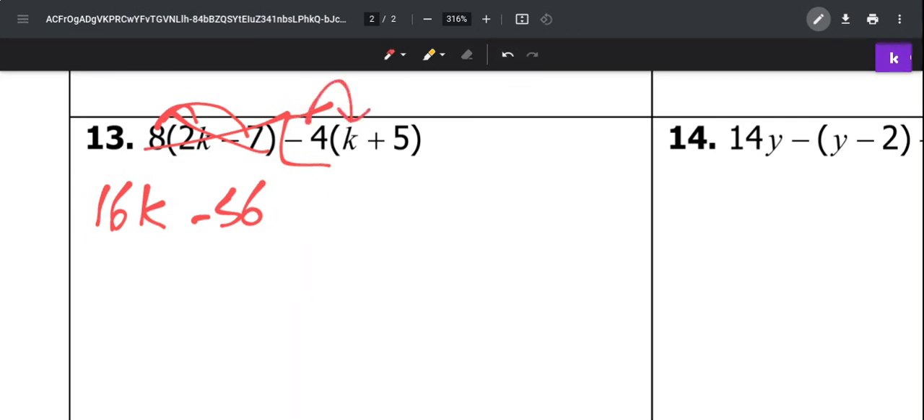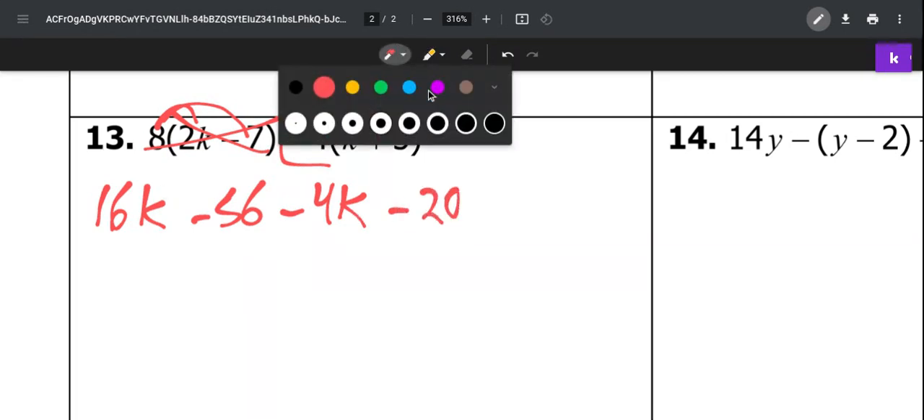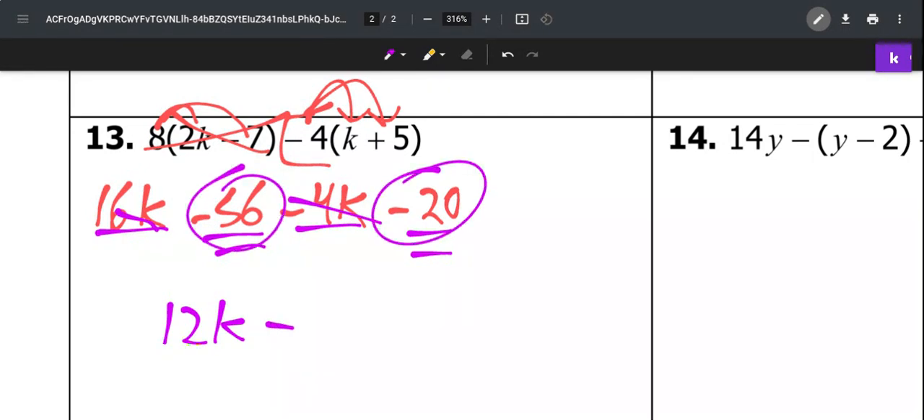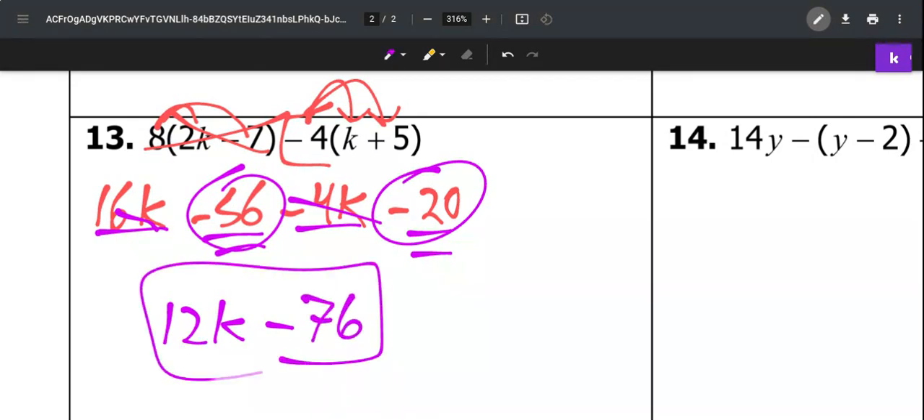So now, negative 4 times k is just negative 4k, so we write that as minus 4k. Then negative 4 times a positive 5. The signs are different, so it's negative, so it would be a minus 20 because we're going to write all of our negatives as minuses. Now, we can combine like terms. So there, here, and here. All right, so then 16k minus 4k is 12k. And then minus 56 minus 20 would be negative, and then we would add 56 and 20, so it would be negative 76. All right, let's do one more.